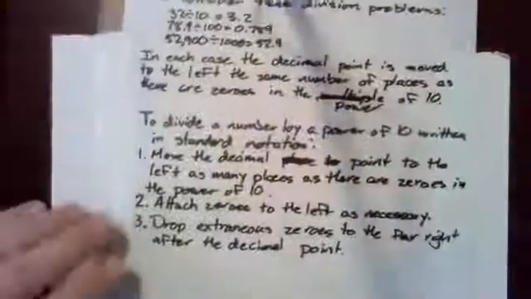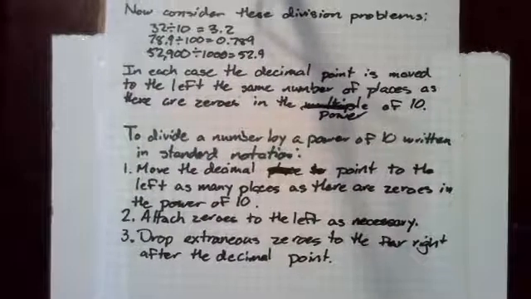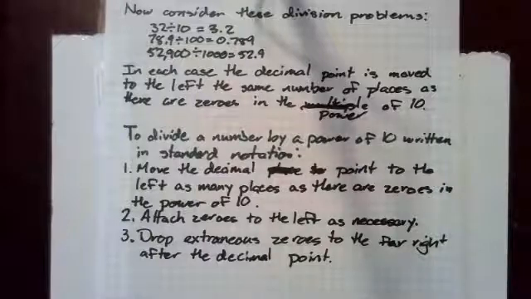Now we'll consider some division problems. 32 divided by 10 is 3.2. 78.9 divided by 100 is 0.789, or 789 1,000ths. And 52,900 divided by 1,000 is 52.9, or 52 and 9/10. In each case, the decimal point is moved to the left the same number of places as there are zeros in the power of 10.